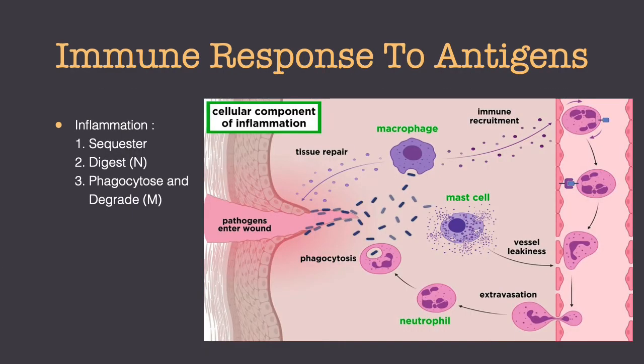Inflammation is the nonspecific response of the body to pathogens and may be to either sequester the invasion, digest the antigen, or degrade it. If a macrophage phagocytoses and degrades an antigen, it triggers immune recruitment and presentation of the antigen on the MHC2 molecule to immunocompetent helper cells to start the specific immune response.